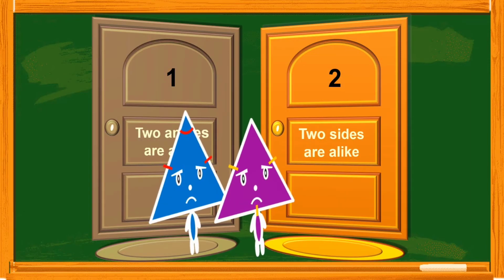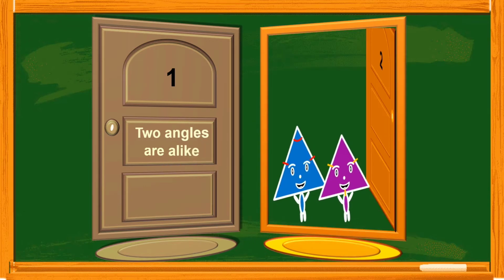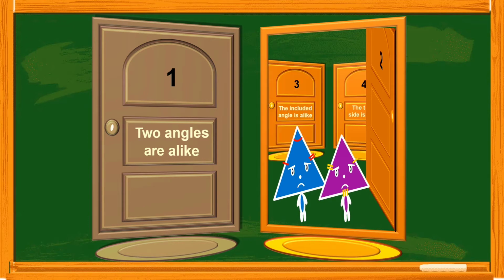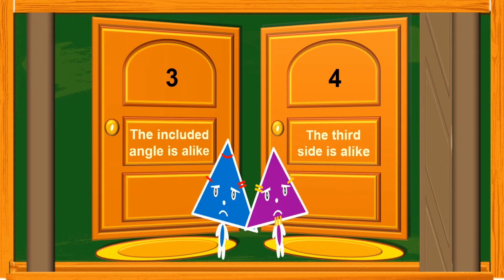The two left sadly proceed to the second door, with two sides are alike written on it. Do they possess this characteristic? Yes. So they easily opened the door and entered. But they were disappointed as they see not their twins, but another set of doors. Who between the two has a mark on the included angle? How about a mark on the third side?